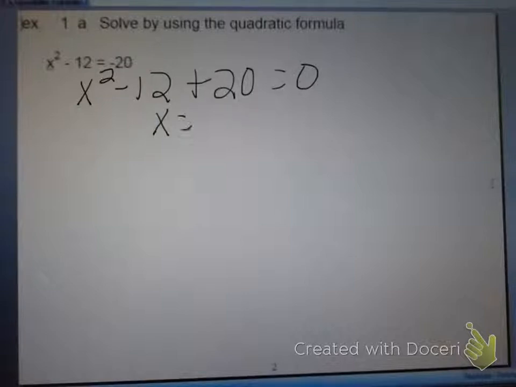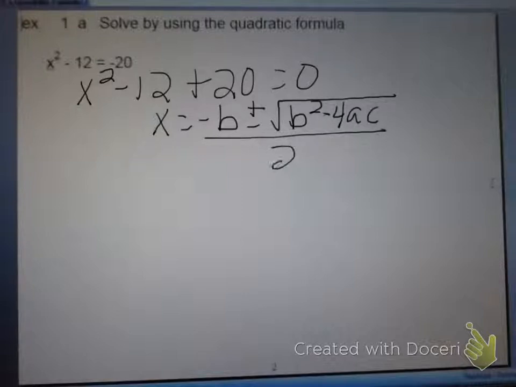Alright, now plugging into the formula. Write the formula down every time. And then go to the side and identify your a is 1, your b is negative 12, and your c is 20.